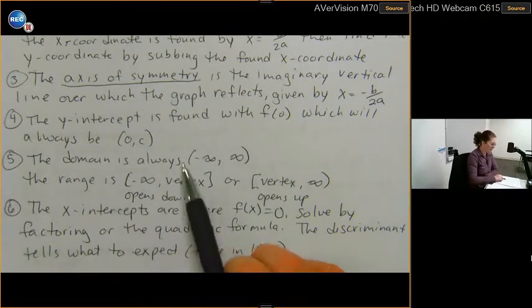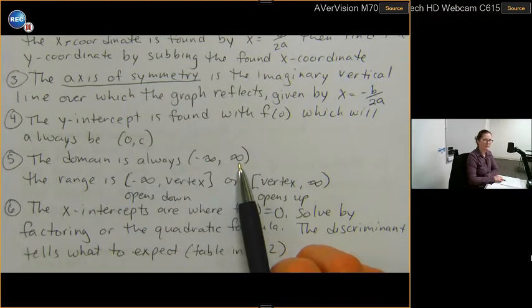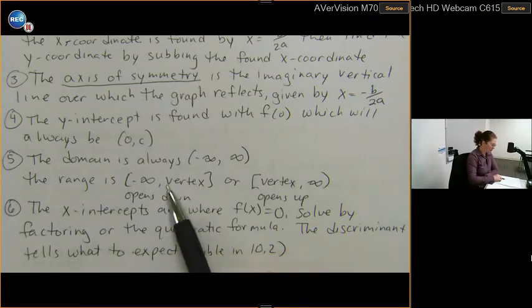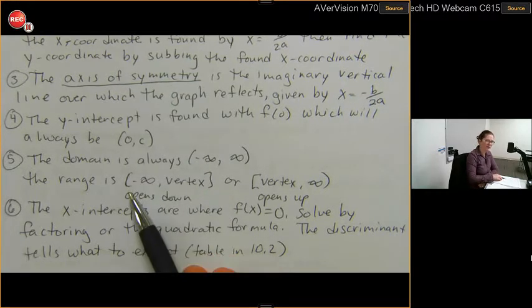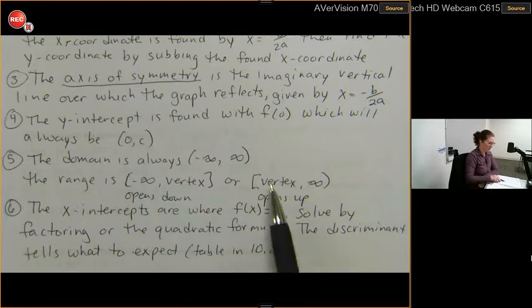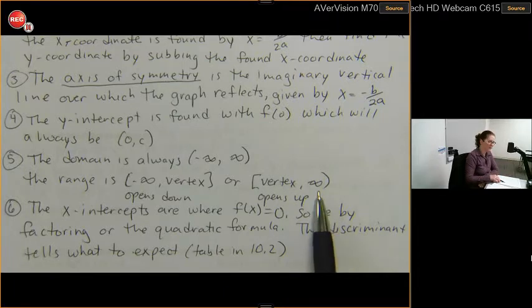The domain is always negative to positive infinity. The range is one of these two options. If it opens down, the range is negative infinity to the vertex, with a bracket on the vertex and a parenthesis on the infinity. If it opens up, it's a bracket, the vertex value to infinity with a parenthesis.